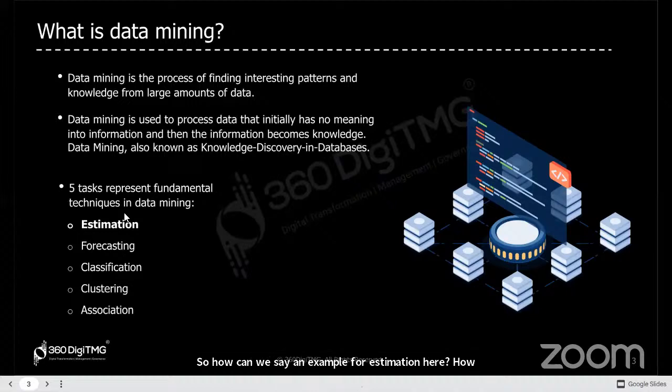For example, maybe there is a company which manufactures electronic gadgets. Their requirement is they want to estimate the number of units that they will sell in the next quarter, which means estimation is nothing but predicting the numerical values based on the existing data.